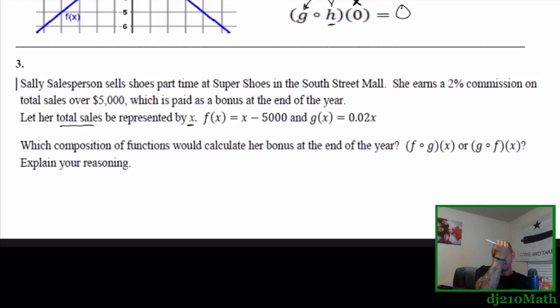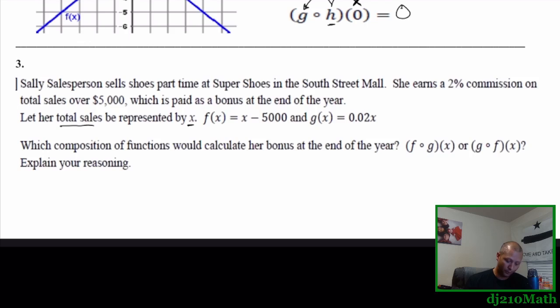So let's think about this for a second. This chick sells shoes and she earns 2% commission on total sales over $5,000. So if she made $4,999, which is obviously less than $5,000, she ain't getting anything, right? She don't get no kind of sales bonus because she only gets a bonus on sales that are over $5,000.